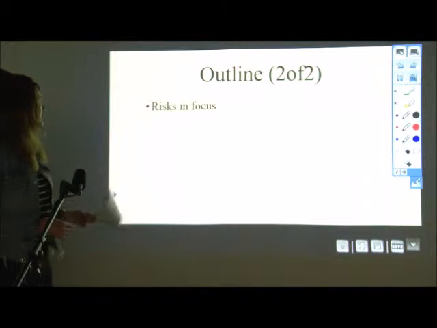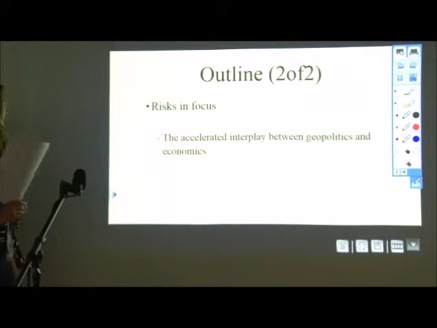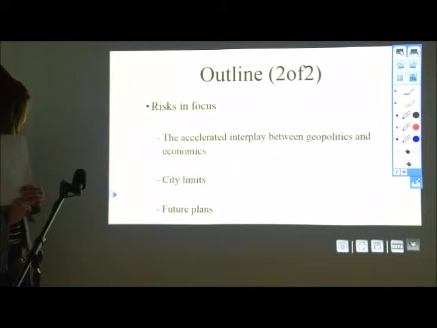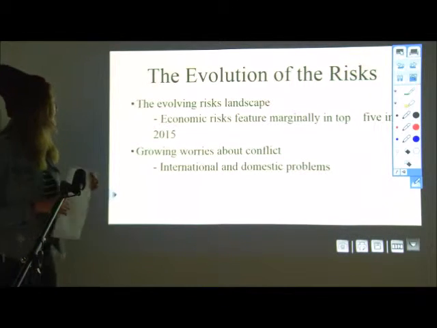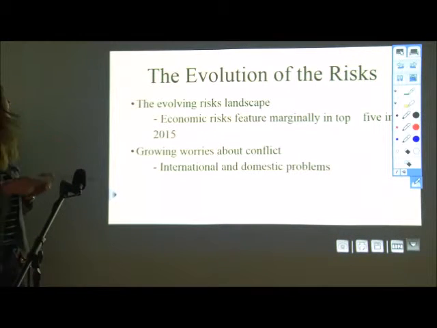And this is part 2's outline, risks in focus, interplay between geopolitics and economics, and finally, city limits, and future plans. And now I'm going to elaborate the evolution of the risks on page 14.